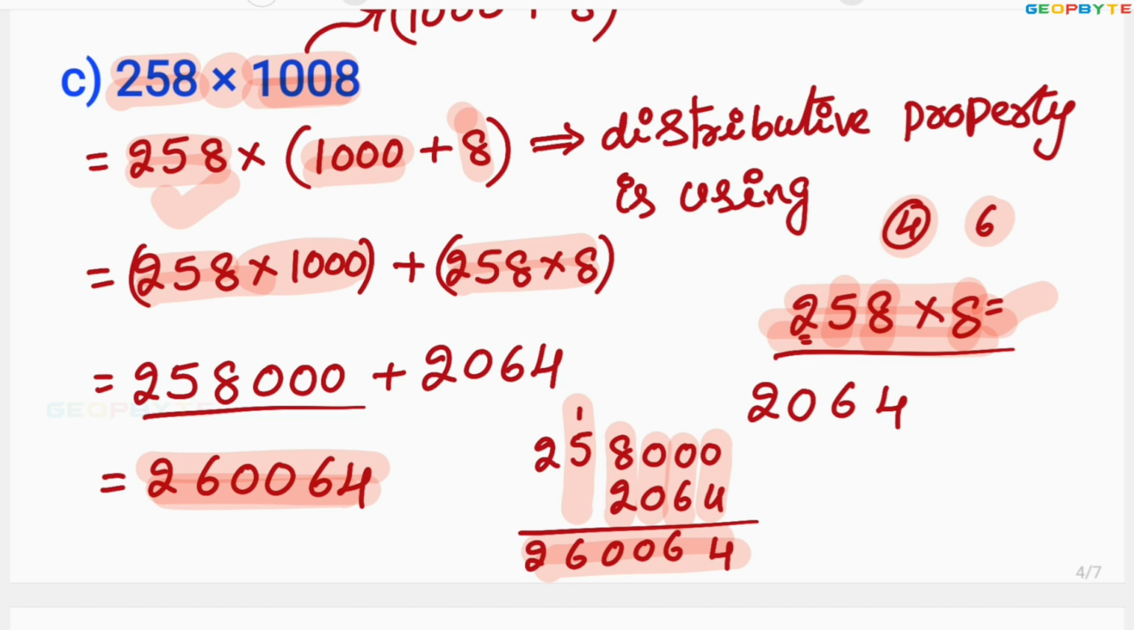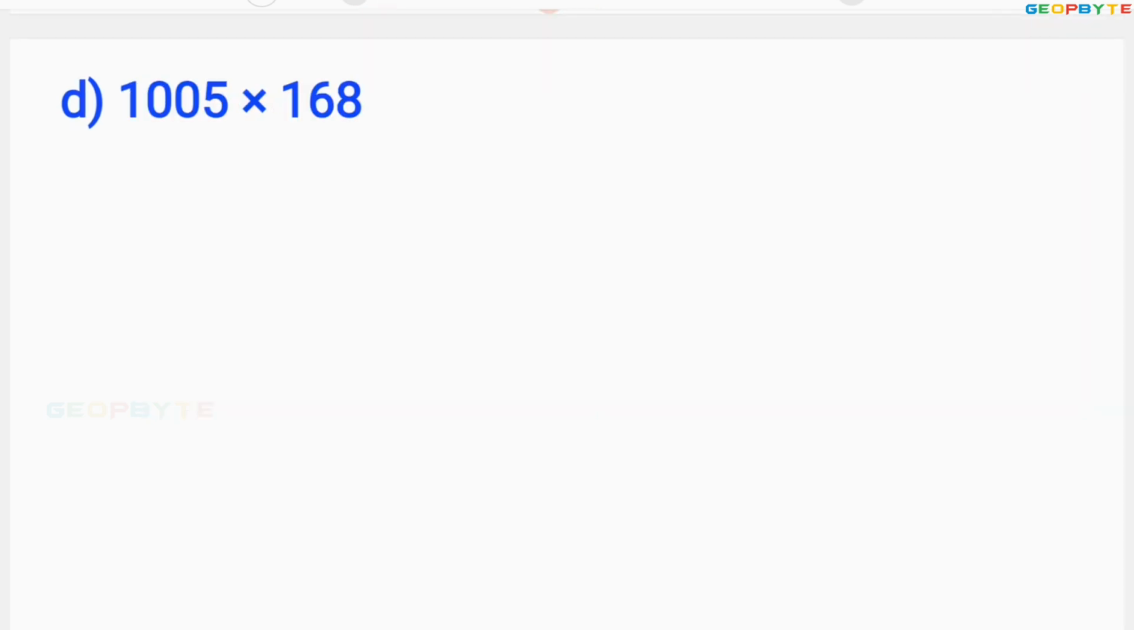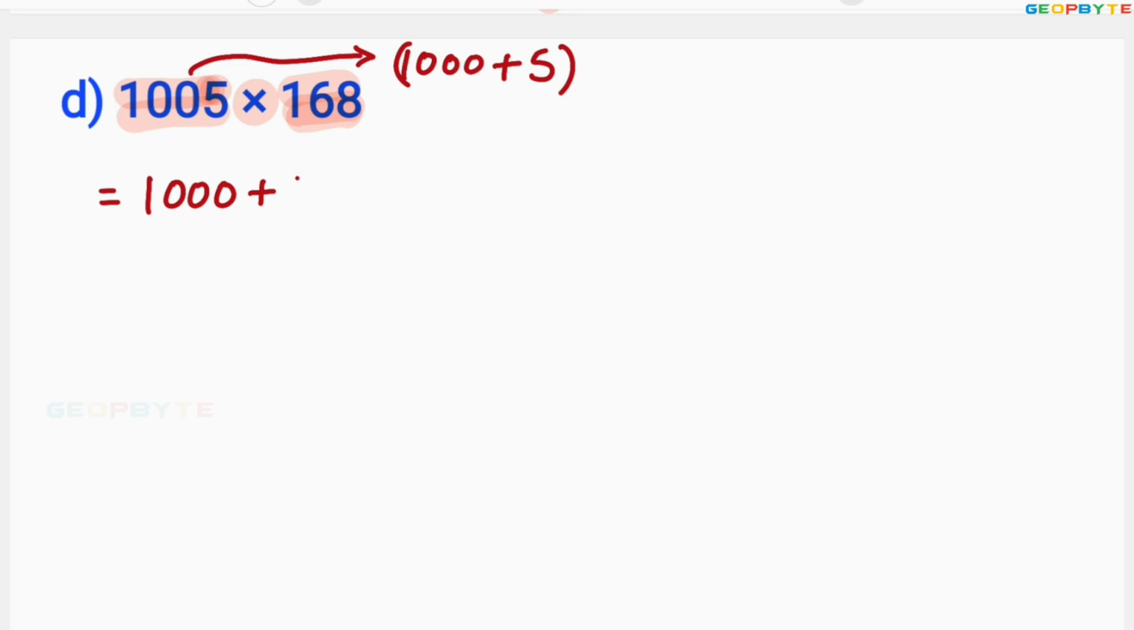Now let us move to the bit D. Look at the bit D. 1005 into 168. Dear students, here you write this 1005 as 1000 plus 5. Again we are using the distributive property. So it can be written as 1000 plus 5 multiplied by 168.